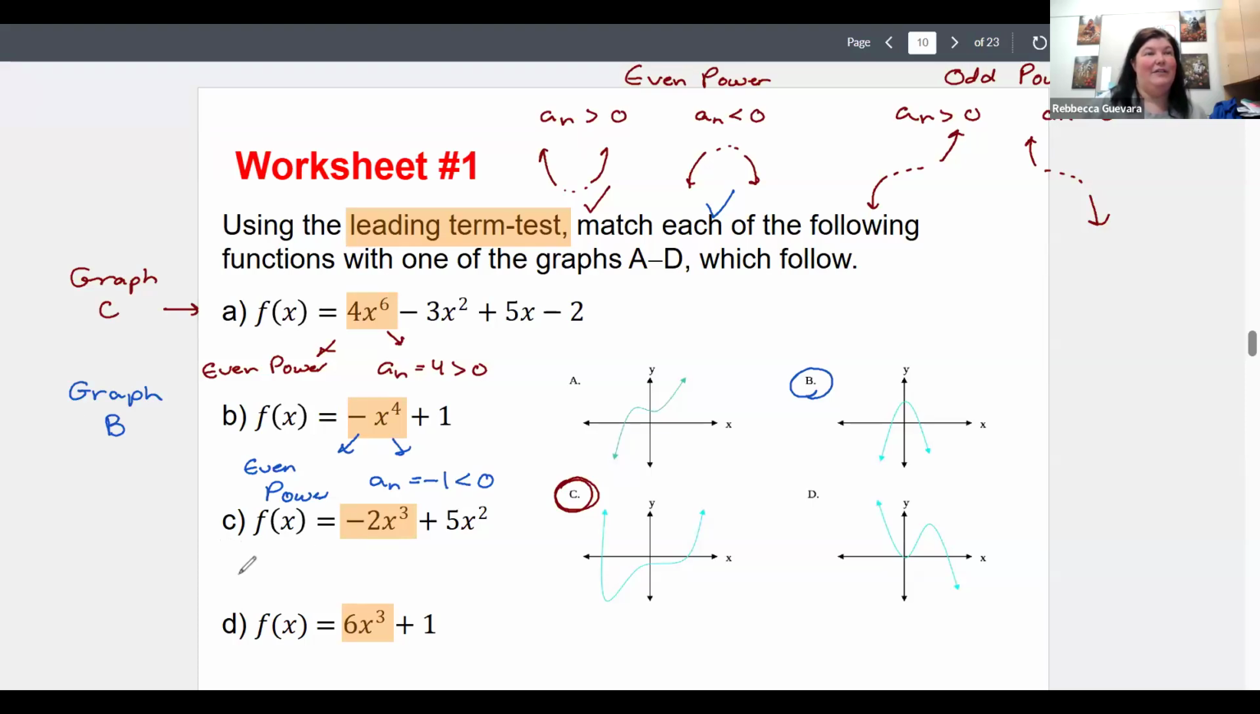Now we see that we have an odd power, and our a to the n is going to be -2, which is negative. So it's an odd power, but a to the n is negative. We're looking for something like this, going up on the left and going down on the right. We see that in D.